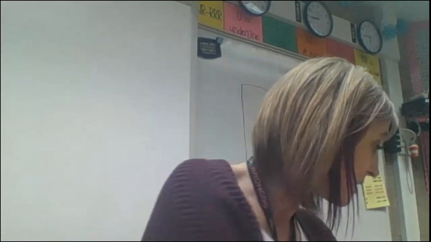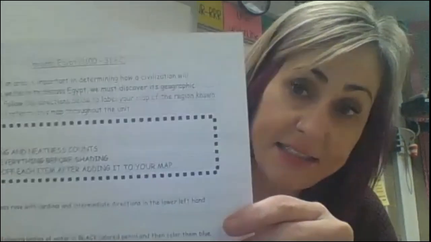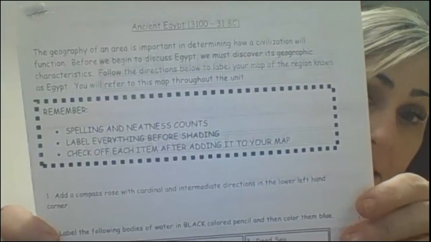I am going to do most of it with you, but the supplies that you are going to need is this paper that says Ancient Egypt 3100 to 31 BC, front and back. And then also you're going to need your map packet.